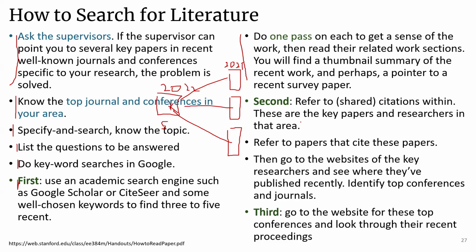Second, refer to the shared citations within. These are the key papers, and researchers in that area also should be in your mind. Refer to papers that cite these papers. So maybe in 2026 also there have been papers that cite these things. You should look at these papers also because you do not want to miss anything that is relevant to your work. Then we go to the websites of the key researchers and see whether they've published recently. Identify top conferences and journals in those areas. Third, you go to the websites of these top conferences and look for recent proceedings.